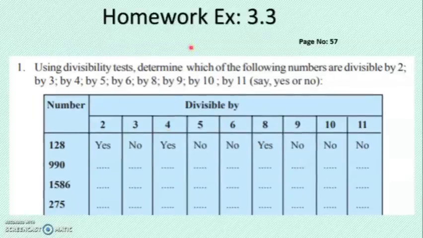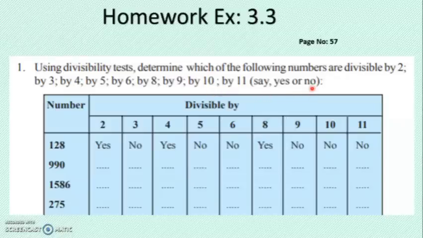So this is homework for today, students. It is from exercise 3.3. This table is given on page number 57. What you have to do is write here yes or no based on the divisibility tests. Okay, you have to find if this number is divisible by the numbers given here. Question is, using divisibility tests, determine which of the following numbers are divisible by 2, by 3, by 4, by 5, by 6, by 8, by 9, by 10 and by 11.